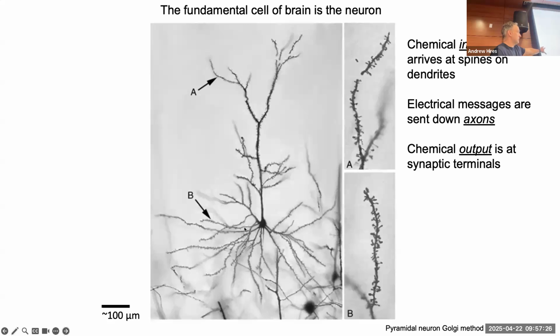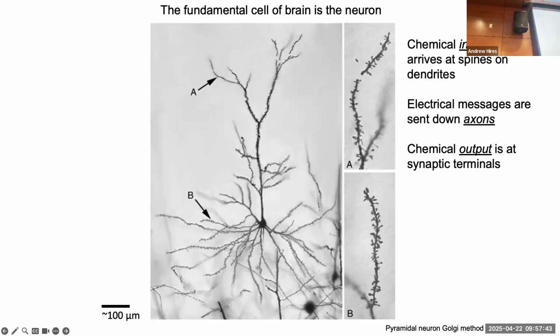Okay, what do we see in this neuron? We see a cell body here, and we see all these arms coming off in different directions. Okay, on those arms, what are these arms? These arms are the dendrites. This is where information is going to be coming in.